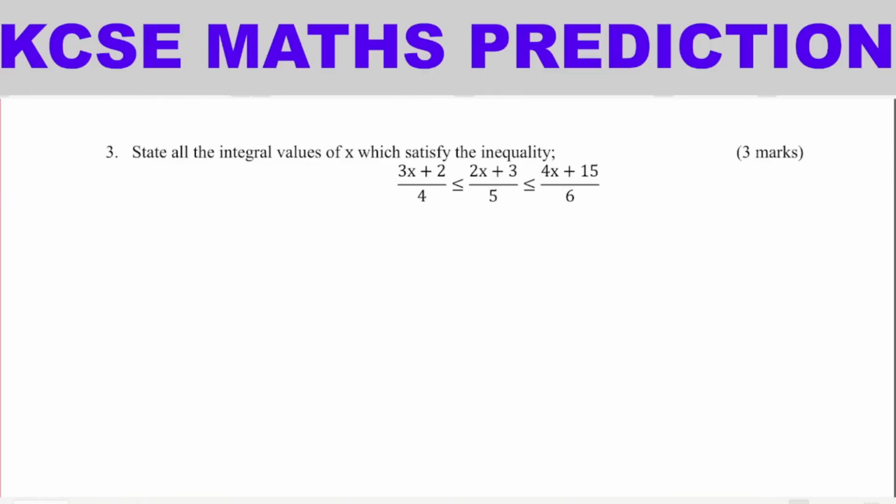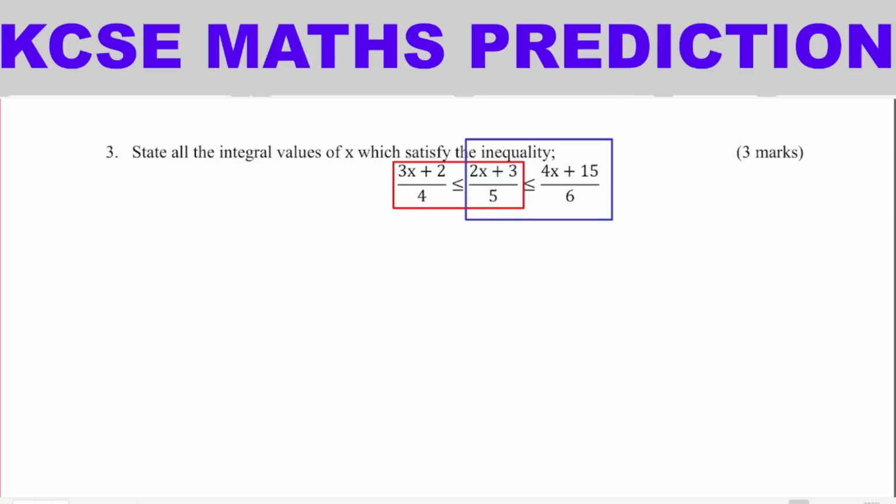State all the integral values of x which satisfy the inequality. So to solve this question, you are supposed to extract two inequalities from this combined inequality, and this is how you're going to do it. So start by extracting that, and then the next one that you're going to extract is this one. So those are the two you're going to extract. So let's go to the first one.